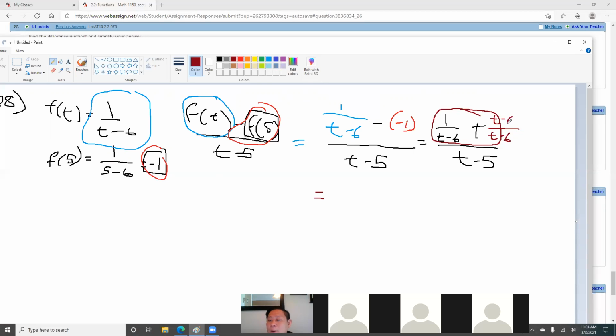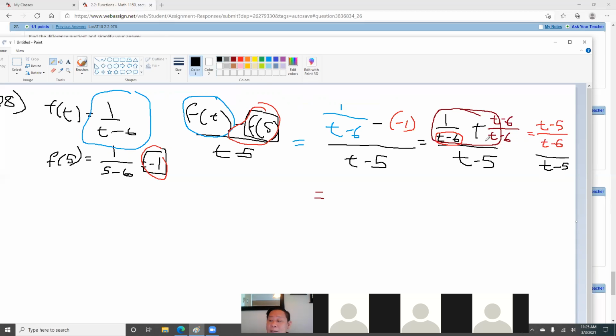Does anyone know why I picked t minus 6? Why not 6? Why not 3? The reason is that it is the same as this denominator. So what you have in this case is t minus 6, because the denominator is the same. And then you add this, you get t minus 5, because 1 plus -6 is -5. But in your denominator, you still have t minus 5.